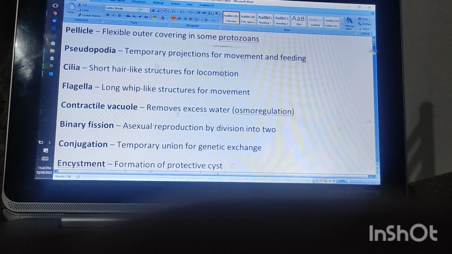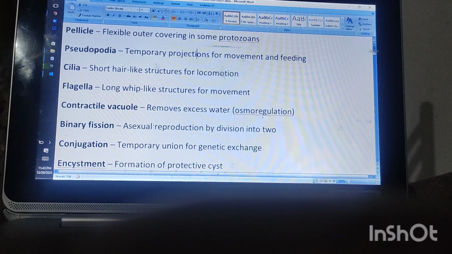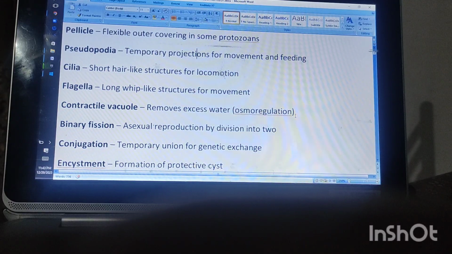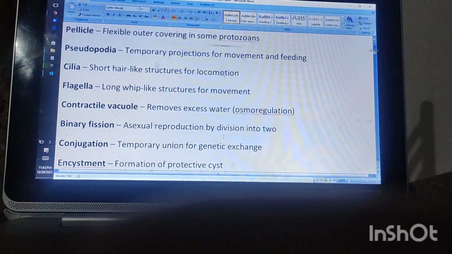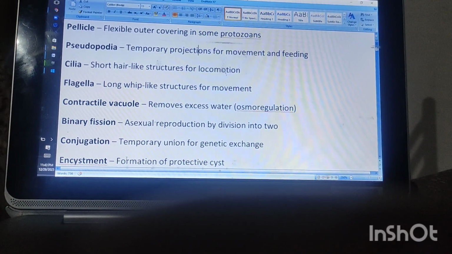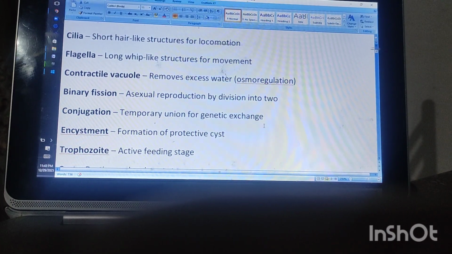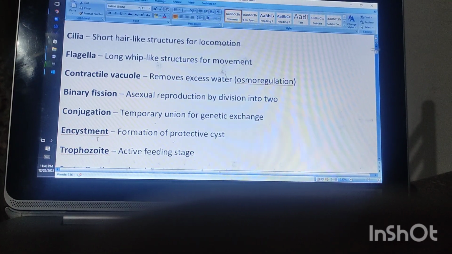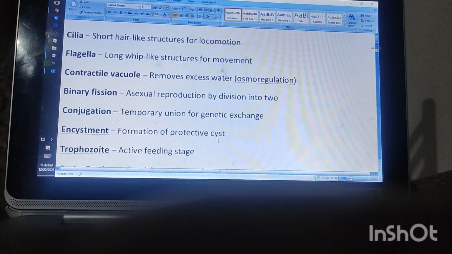Contractile vacuole, removes excess water, osmoregulation. And I told you about osmoregulation. It is just the maintenance of gain and loss of water in any organism. Binary fission, asexual reproduction by dividing the body into two organisms. Conjugation, temporary union of two organisms for genetic exchange. Encystment, formation of a protective cyst around the organism.